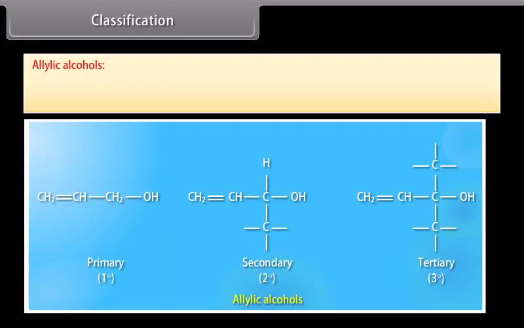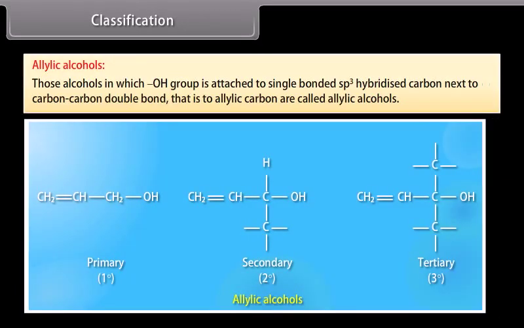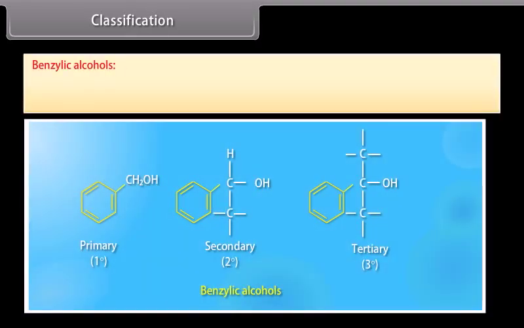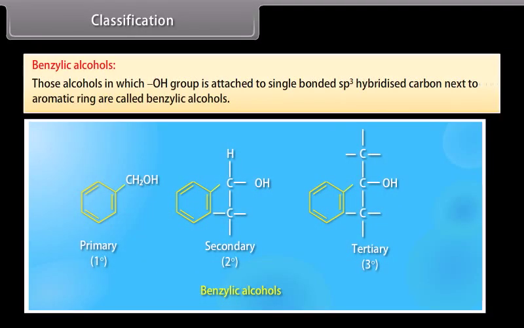Allylic alcohols. Those alcohols in which the hydroxyl group is attached to a single bonded sp3 hybridized carbon next to a carbon-carbon double bond, that is, to an allylic carbon, are called allylic alcohols. Benzylic alcohol. Those alcohols in which the hydroxyl group is attached to a single-bonded sp3 hybridized carbon next to an aromatic ring are called benzylic alcohols.